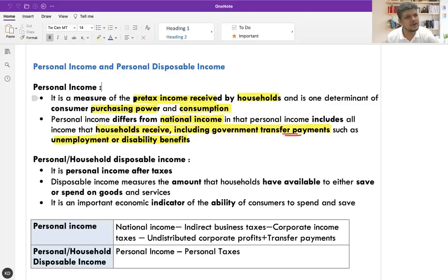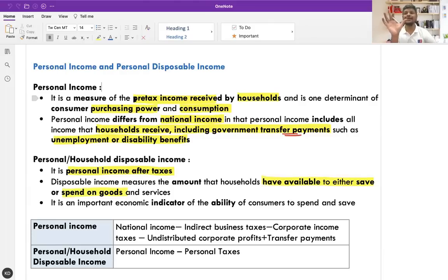But whatever you receive, don't you have to pay taxes on it to the government? So yes, after paying taxes, whatever is remaining is called personal disposable income, meaning something that you can actually spend. So personal income is the income that you receive, right? And from that, if you subtract the taxes that you pay, that is called personal disposable income, which is also called household disposable income. It is the amount that households have available to either save or spend on goods and services.